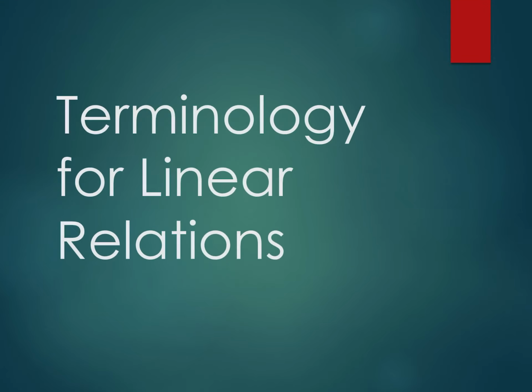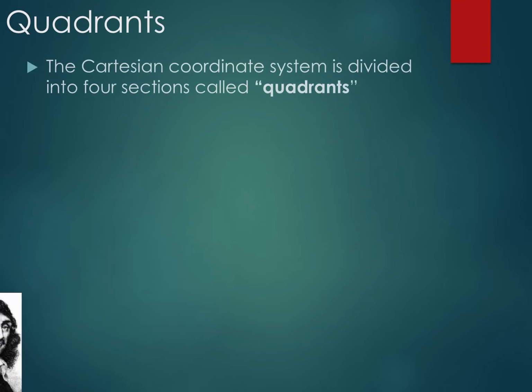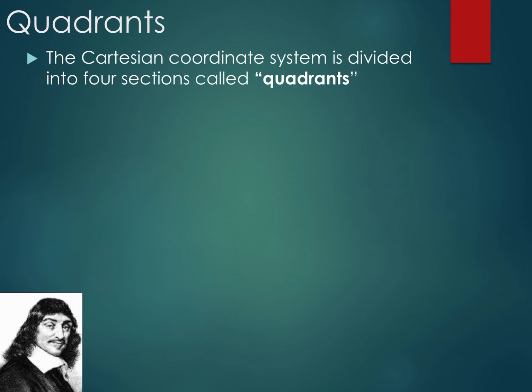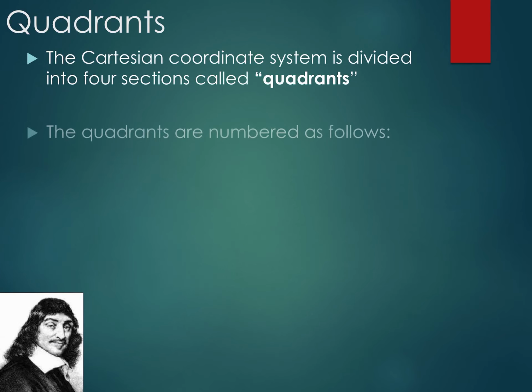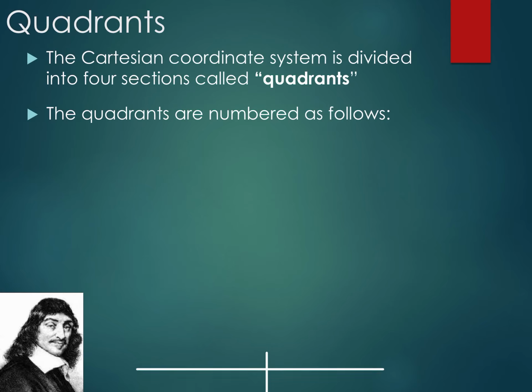Again, the title is Terminology for Linear Relations. 11 slides, it said, so not too long here today. Quadrants, you may have seen this before. The Cartesian coordinate system is divided into 4 sections called quadrants.